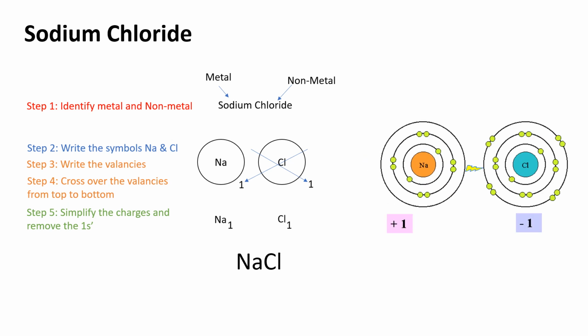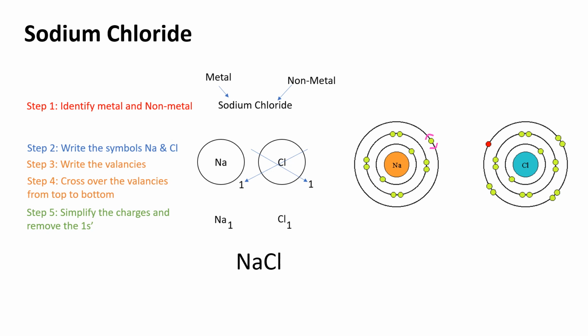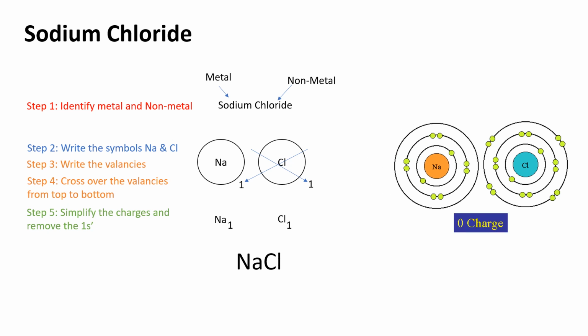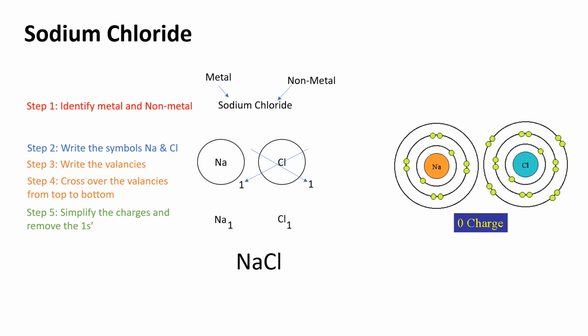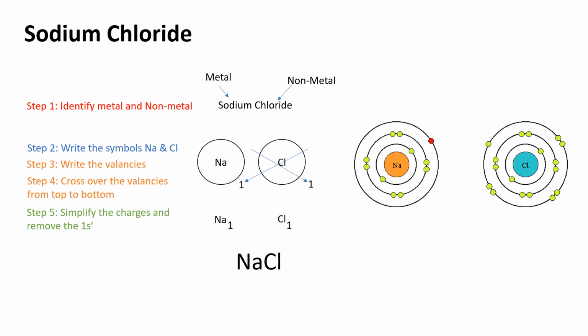The picture to your right explains how the compound sodium chloride is formed. Sodium with atomic number 11 has one valence electron and chlorine with atomic number 17 has 7 valence electrons. So, to attain octet configuration, sodium donates one electron and chlorine accepts the one electron.